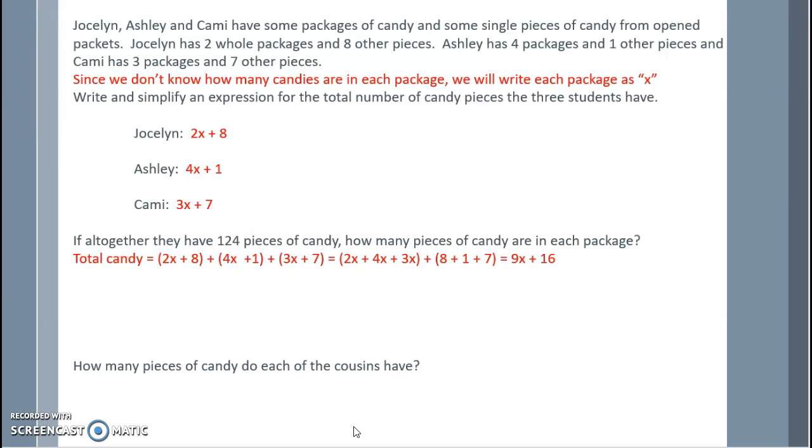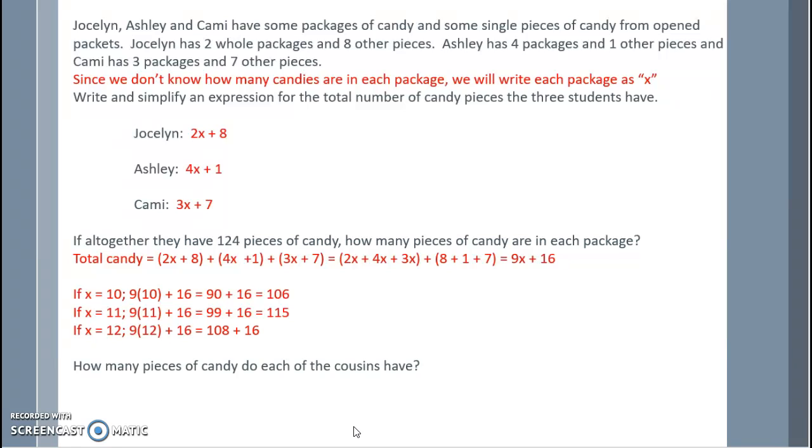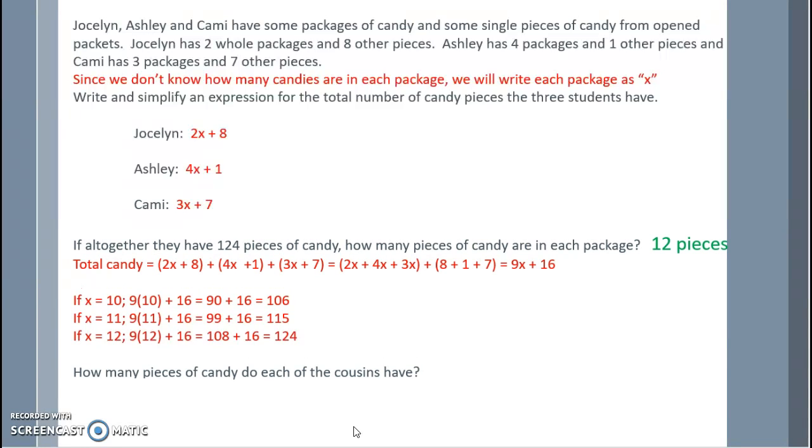Let's see if we can determine how many pieces are in each package. Let's start with 10. 9 times 10 plus 16 is 90 plus 16, which is 106. Not quite there yet, so let's try 11. 9 times 11 is 99, plus 16 is 115. All right, let's try 12. 9 times 12 plus 16 is 108 plus 16. We found our 124 pieces. So there are 12 pieces in each package.